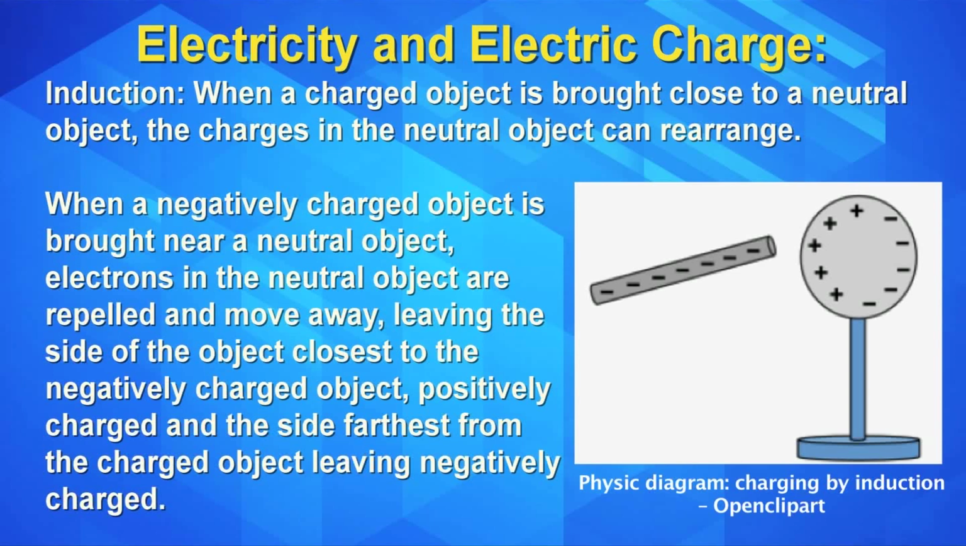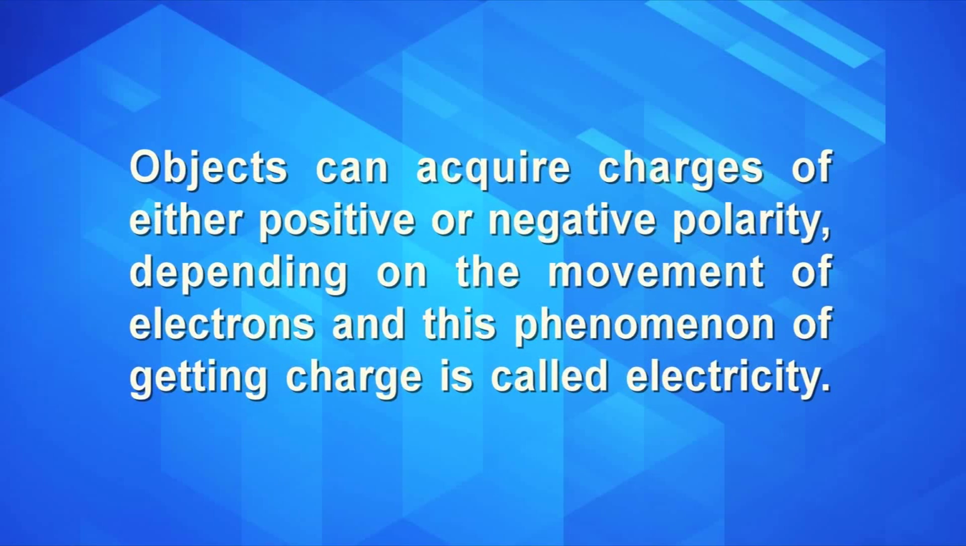and move away, leaving the side of the object closer to the negatively charged object positively charged, and the side farthest from the charged object negatively charged. It is important to highlight that objects can acquire charges of either positive or negative polarity depending on the movement of electrons, and this phenomenon of getting charge is called electricity.